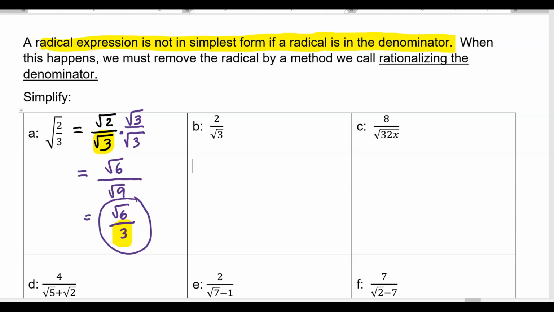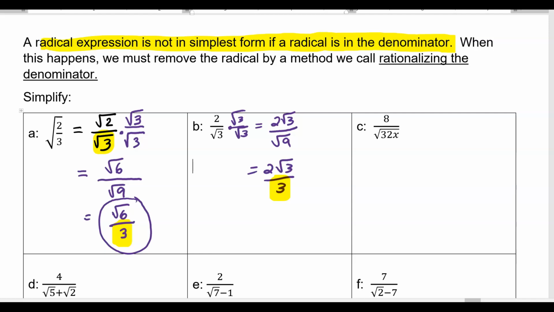Moving on, B. B looks very similar because we have a 2 over square root of 3. So again, to rationalize, we'll multiply top and bottom by the square root of 3. However, notice in the numerator now we have 2 times the square root of 3, not 2 times 3. Okay? 2 times the square root of 3. And then we have the square root of 3 times the square root of 3, which we know now is square root of 9. So 2 times the square root of 3 over 3. Again, the radical is out of the denominator, and that's what we wanted.